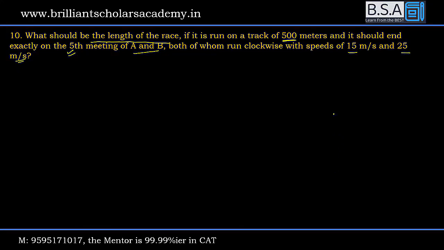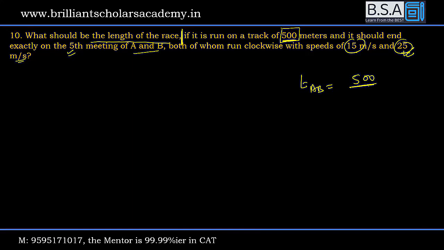So slow down. We do not know the length of the race. What is the total distance they need to cover to complete the race? But what hint is given to us? Please observe. Their speeds are given and we know the track length. What is the track length? 500 meters. So can I say A and B will meet when 500 meters are traveled extra by B?